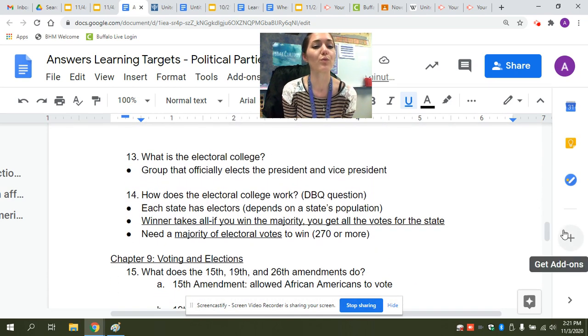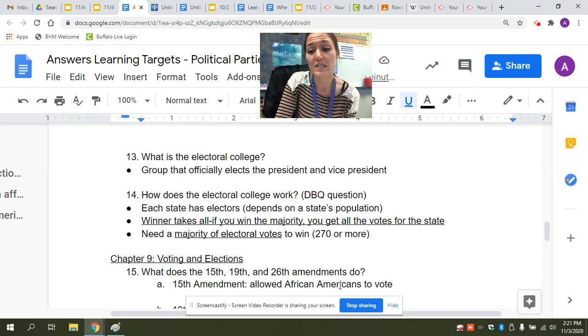Number 13, what is the Electoral College? It's the group that officially elects the president and vice president. Number 14, how does the Electoral College work? Each state has electors and gets a certain amount of electoral votes, and that depends on a state's population. There's a winner-takes-all system, so if you win the majority of votes in that state, you get all of the electoral votes for that state. And in order to win, you need a majority of electoral votes, which would be at least 270 electoral votes.